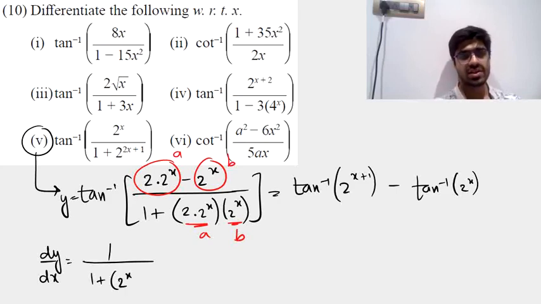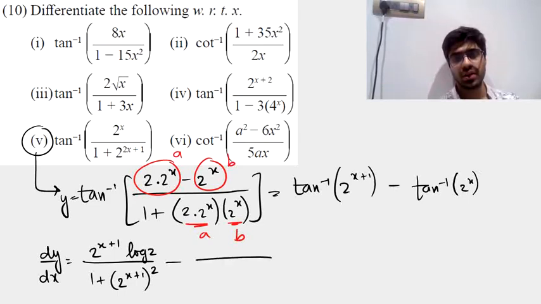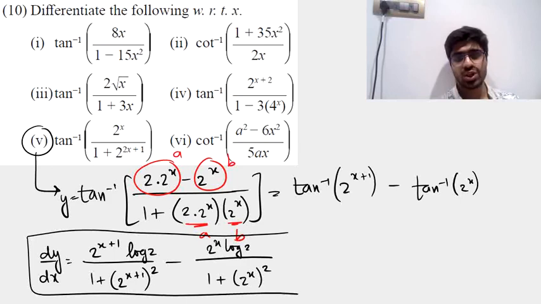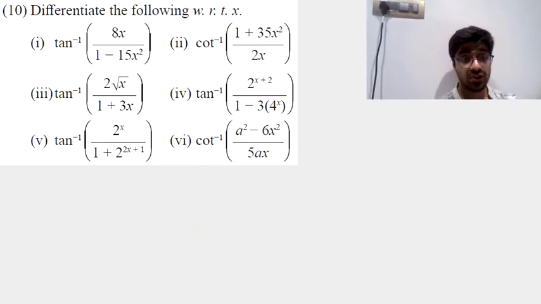So dy by dx is tan inverse of 2 power x plus 1 the whole square into the derivative of it, which is 2 power x plus 1 into log 2. From that we are subtracting the derivative of this, that is 1 plus 2 power x the whole square into 2 power x log 2. Yeah, so that's the expression of dy by dx for the fifth question.